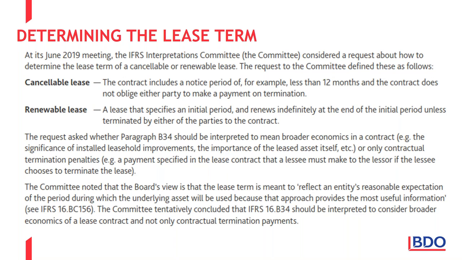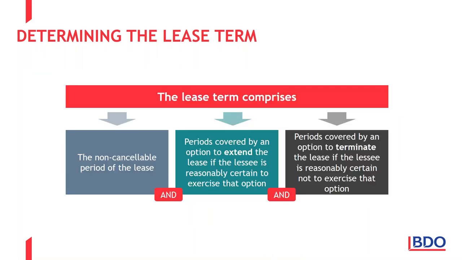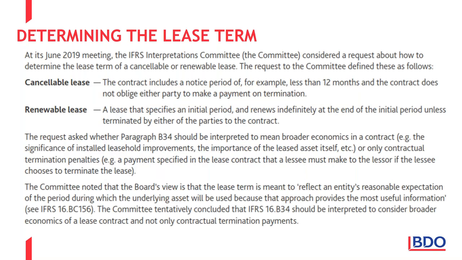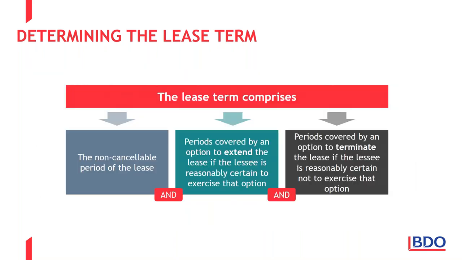Would you now say that your lease is a short-term lease because it can be cancelled on a 30-day basis? And particularly if you go here, that first grey box, the non-cancellable period of the lease, if that non-cancellable period of the lease is 30 days only, does that mean your lease term is only the 30 days? So this is, you know, quite a big problem in practice. The standard has in it a particular paragraph, paragraph B34, which tries to further clarify lease term. And paragraph B34 is the paragraph that specifically addresses this non-cancellable period of the lease.